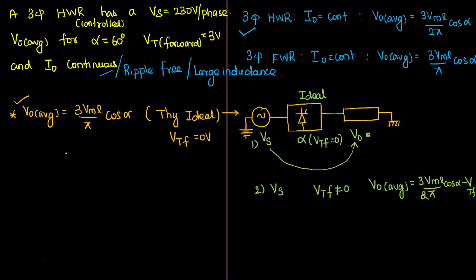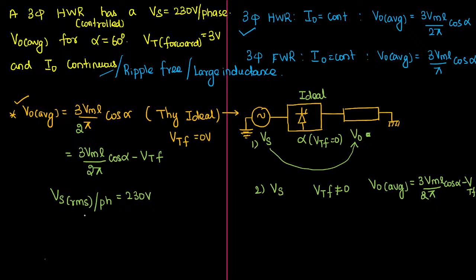Now you can continue. The actual formula is 3 times the maximum line voltage by 2 pi, for the half wave rectifier. Given it is half wave, right? Factor 2 will come, into cosine of alpha minus thyristor forward voltage drop. Now everything is given. See, what is given is, from the supply we got RMS voltage per phase. That voltage is given as 230 volts.